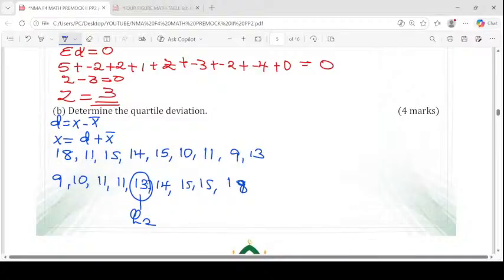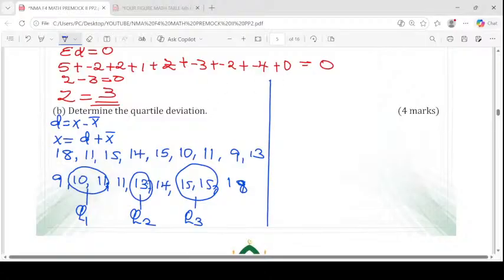Is it true? Yes. Then this one here will give you your Q1, and this one here will give you your Q3. So let me first start by populating our Q1. Our Q1 will be 10 plus 11 divided by 2. When you take 10 plus 11, 21, divided by 2, that is 10.5.